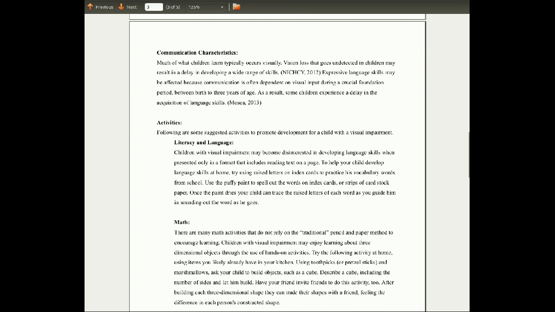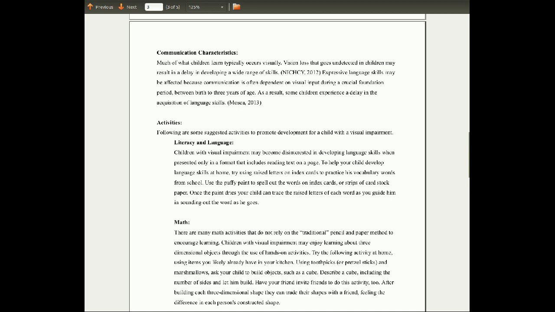Now, as far as communication characteristics, much of what children learn typically occurs visually. There's a lot of visual input that those of us who are fully sighted take for granted. Vision loss that goes undetected in children may result in a delay in developing a wide range of skills. With vision loss, you may see that children have a narrower range of skills because they're missing out on experiences that require visual input in order to develop a wider range of skills.